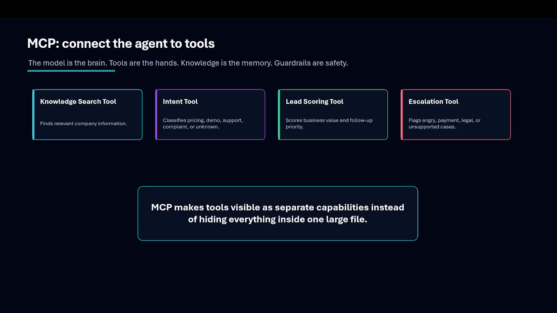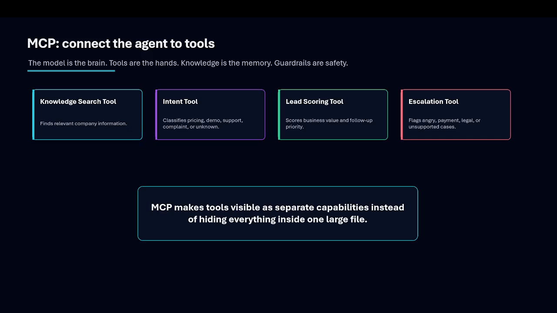In this course, our MCP tools will be practical. We will have a knowledge search tool. We will have a lead scoring tool. We will have an escalation tool. We may also have a follow-up summary tool. This helps students understand that agents are not magic. Agents become powerful because they can use tools.